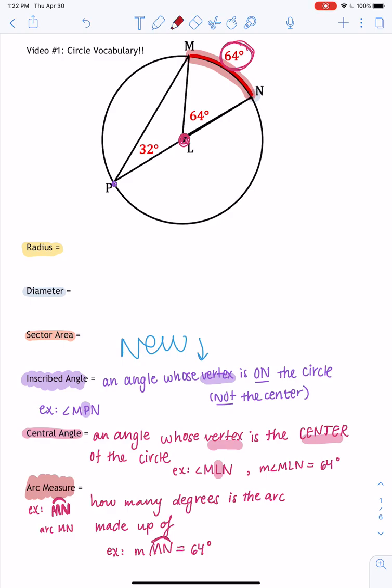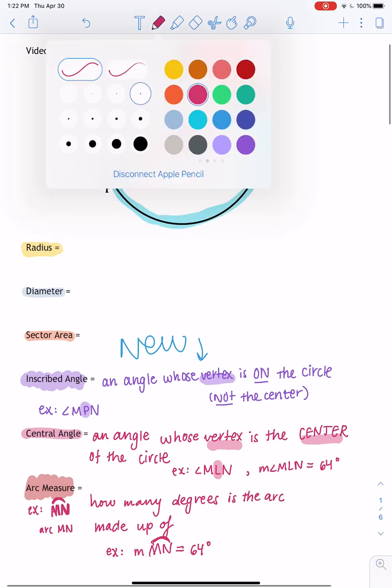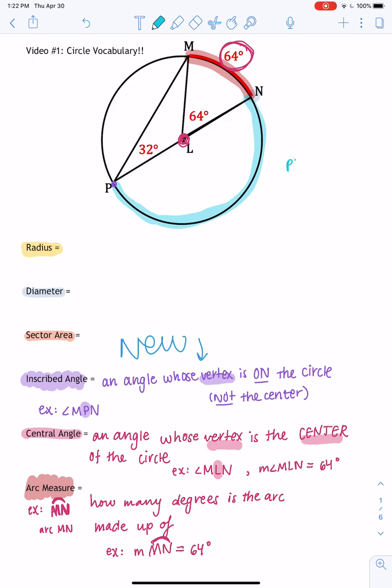So if we actually wanted to know what's the measure of this arc right here, so this arc PN, well, this is half of the circle, so the measure would be 180 degrees because it's half of the total degrees in a circle, which is 360. That's all the new vocabulary for today. So go start the Desmos activity and stop when you get to the next video.